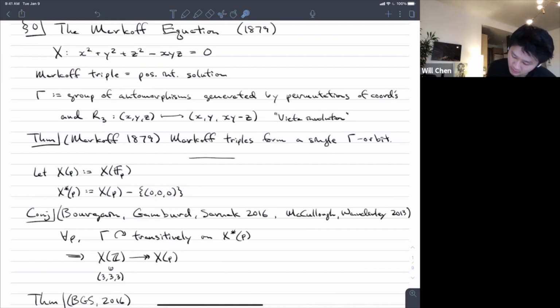And in 2016, Bourgain, Gamburd, and Sarnak studied this action of gamma on X(p), and they conjectured that essentially it acts transitively on everything else other than the trivial solution. So there's a trivial solution, which is a singleton orbit, and then there's everything else. And their conjecture is that for all primes p, this action of gamma is transitive.